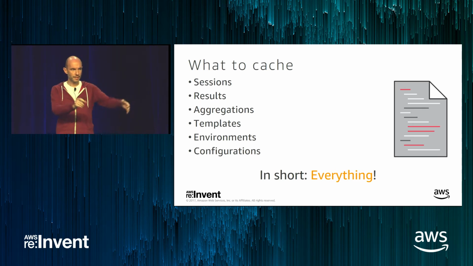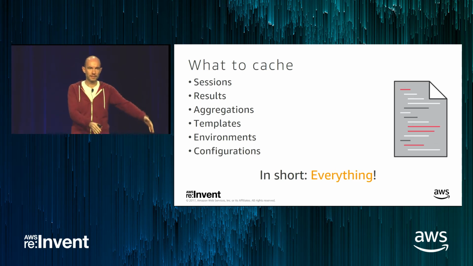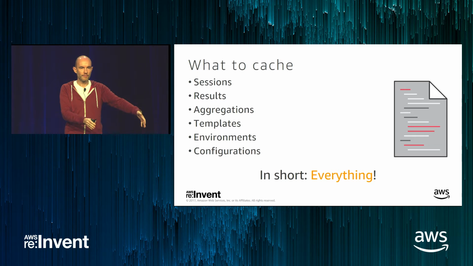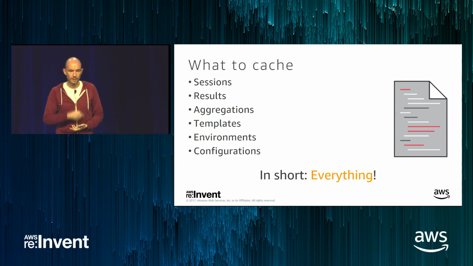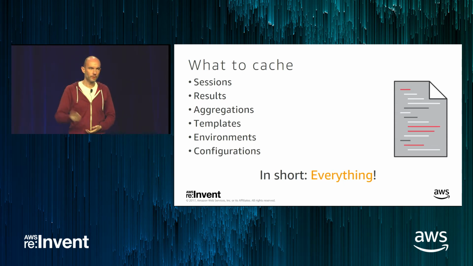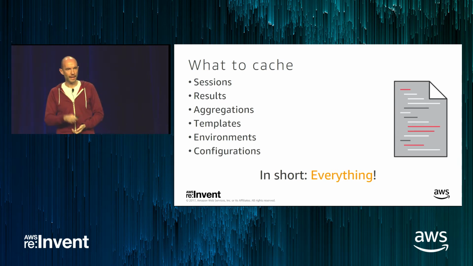Even though they are sitting there already pre-computed on disk, there's a lot of value in having them in memory versus on disk. So you can even cache your static content within your application, even if they are cached somewhere else. You can cache your environments. You can cache your configurations file. There is nothing you cannot cache, and you'll see in a minute that it makes sense to cache everything in memory as fast as possible.